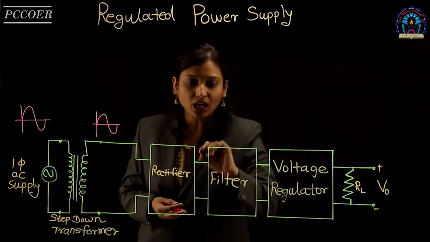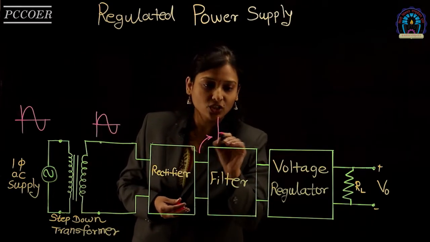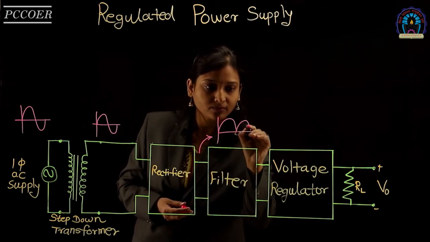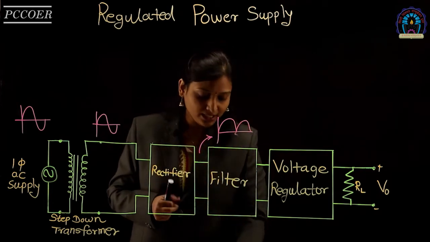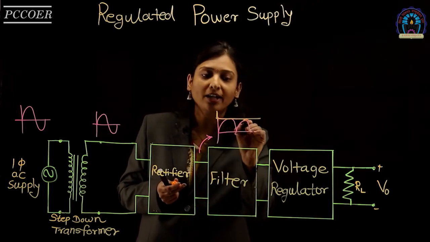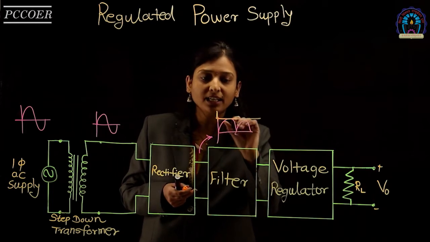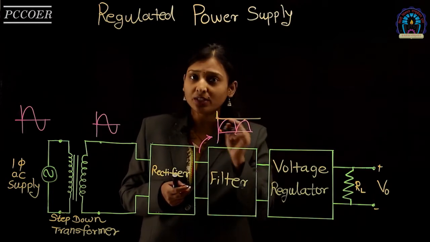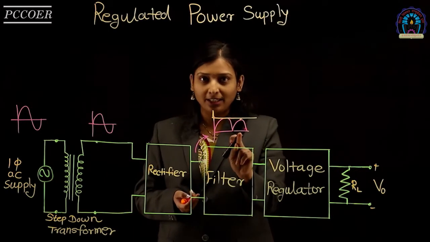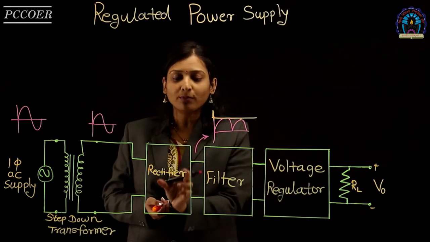So we will see how the pulsating DC looks. Pulsating means it's not an actual DC, but it contains some part of the AC. So it's called the pulsating DC. This is nothing but the pulsating DC. This we will get from the rectifier.